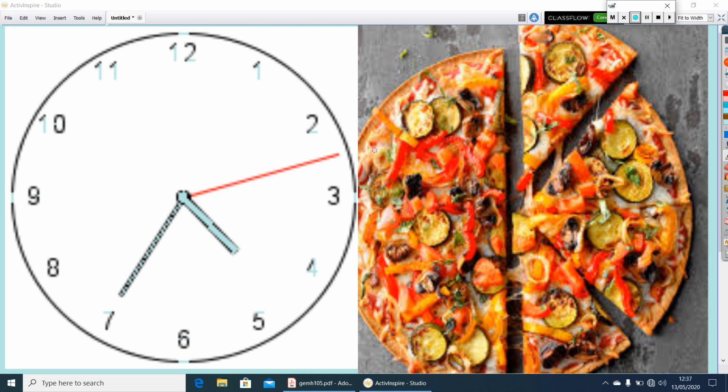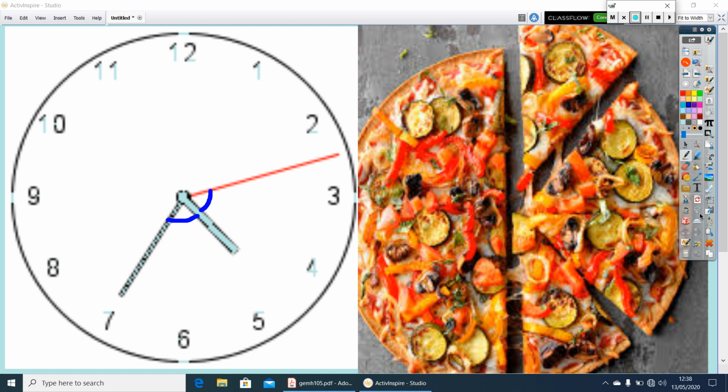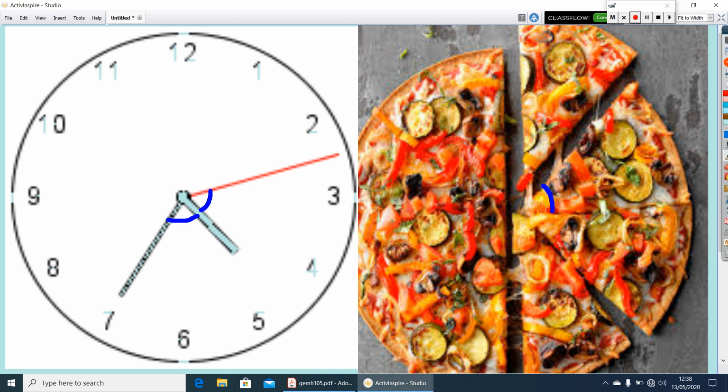Here are two pictures. In the first one, a clock, you can find the angle between the hands of the clock. Similarly, in the other figure, a picture of pizzas, you can find angles in between the slices. Today I am going to discuss pairs of angles, different types of pairs of angles. Let us see.